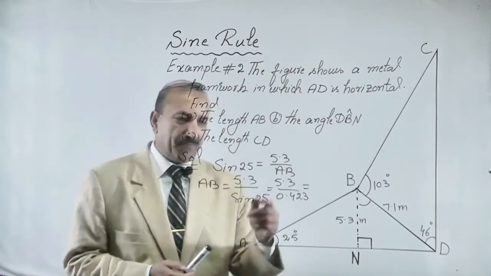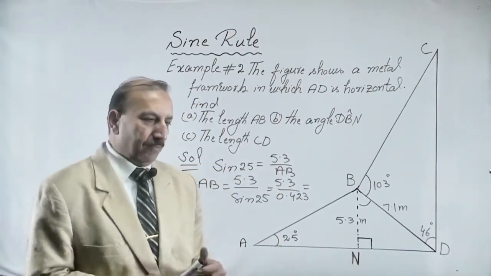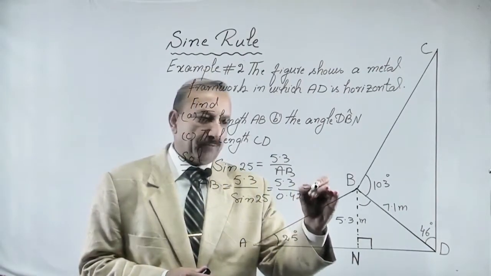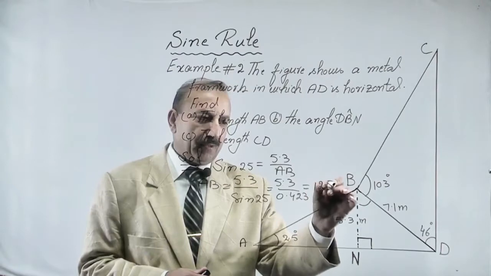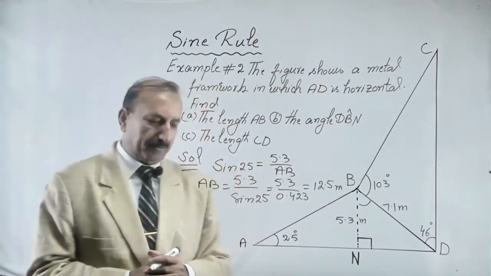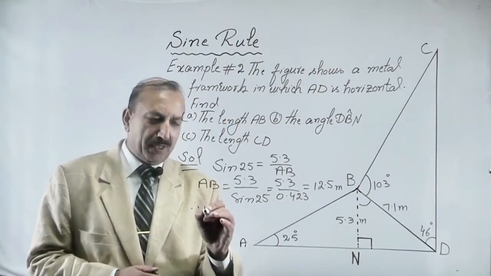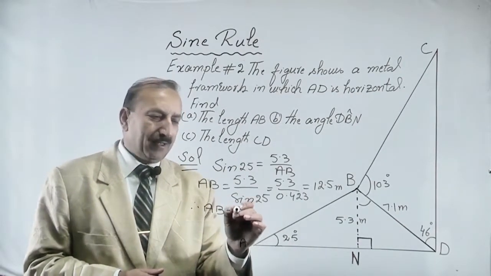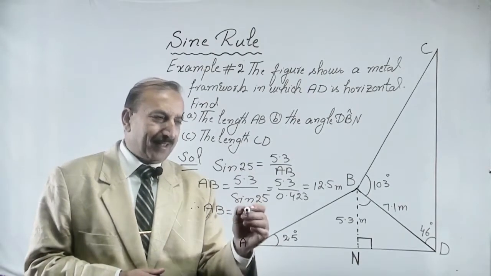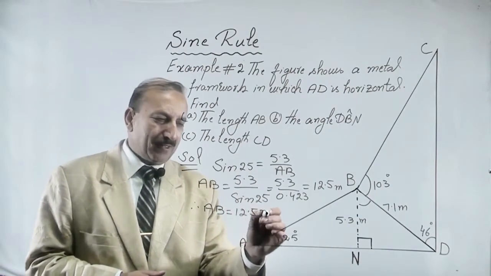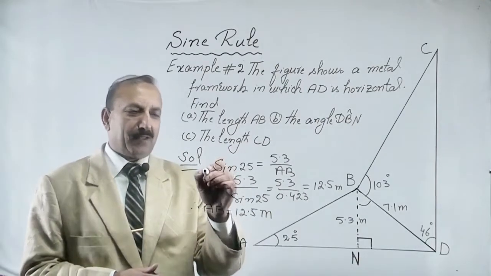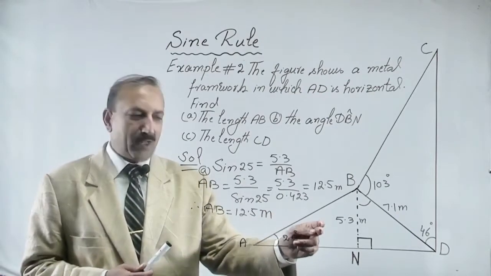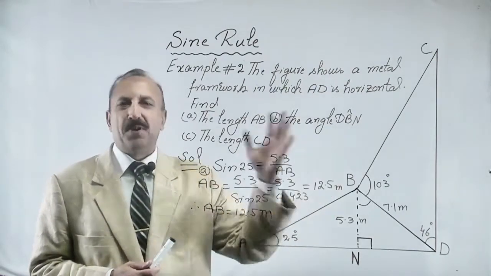And when we divide 5 by 3 by 0.423, we will get 12.5, my dear students. This is the value of AB length. So therefore AB, which we were supposed to find, let's write it again in front of this line. This is 12.5 meters, the answer for part A. This is part A we have solved from this right angle triangle A and B, my dear.